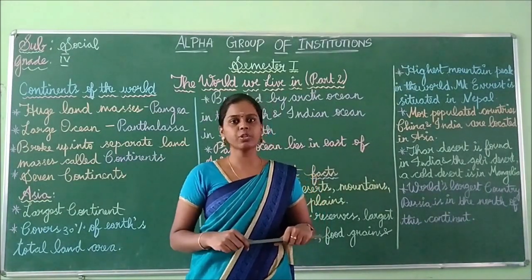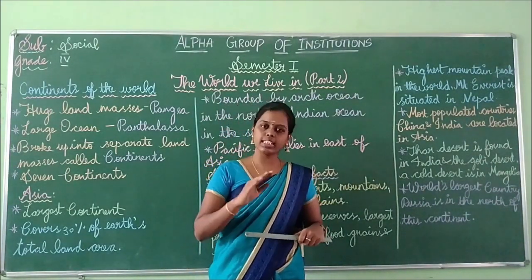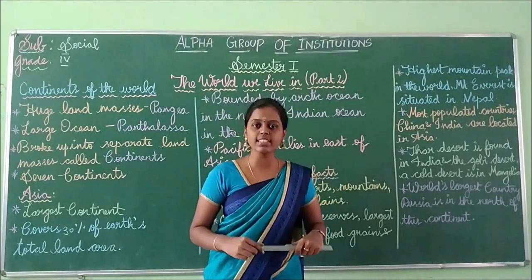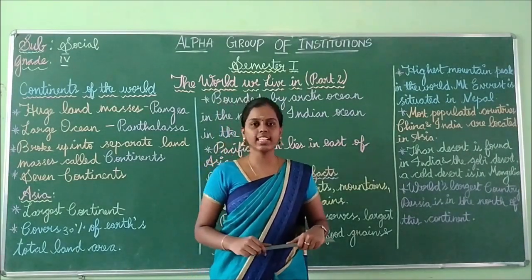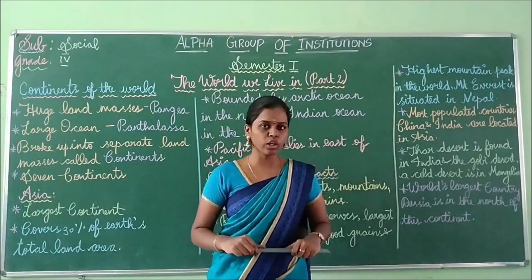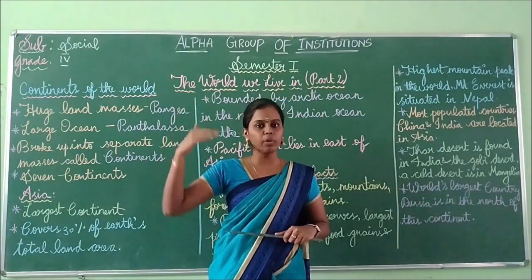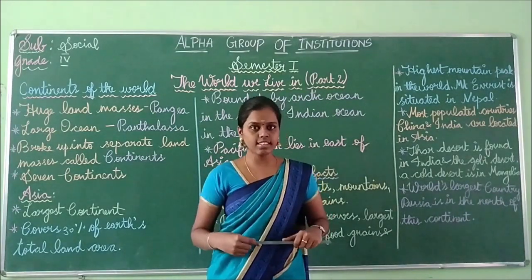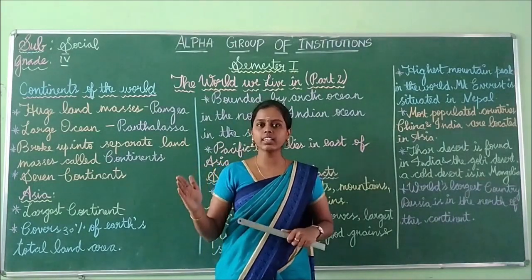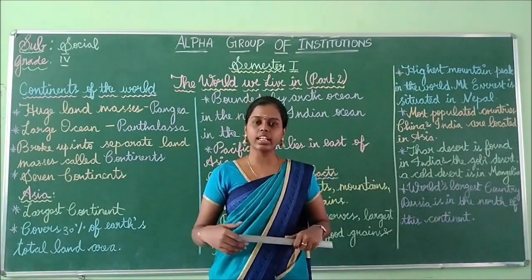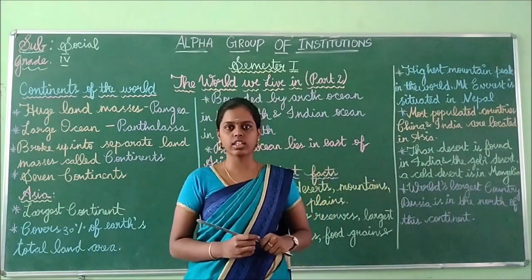Then what do you mean by latitudes? Latitudes are the horizontal lines running from the eastern to the western part of the Earth's surface, and the center latitude is the equator, which lies at 0 degrees. What do you mean by longitude? Longitudes are the vertical lines running from the North Pole to the South Pole of the Earth's surface, and the center longitude is the prime meridian that lies at 0 degrees of our Earth's surface. This is what we saw in the last class, children.